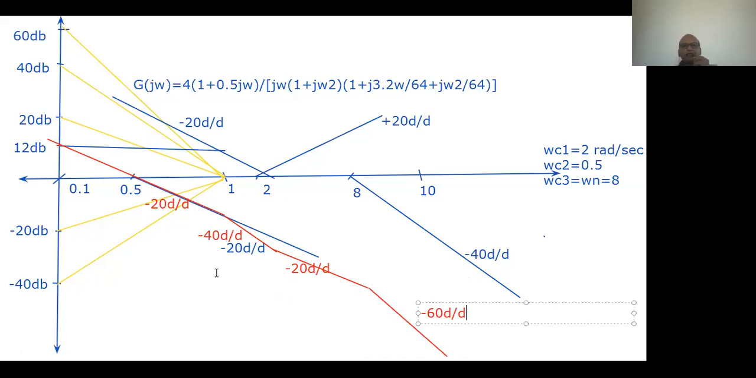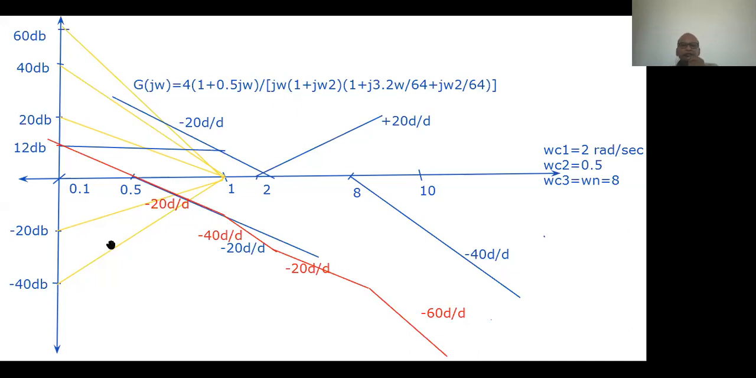The red color indicates that this is your asymptotic magnitude Bode plot. The initial slope is minus 20, then minus 40 from 1 to 2, then 2 to 8, again minus 20, again minus 60. And if you observe, already sketched by Akash Ambedkar, there is minus 20, minus 40, minus 20, and then again minus 60.